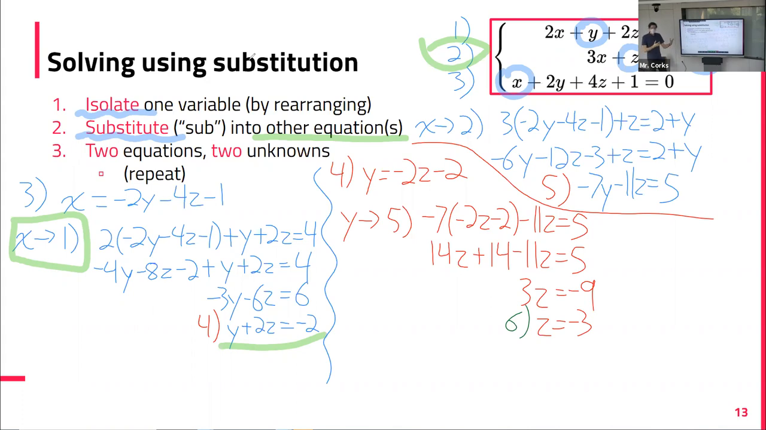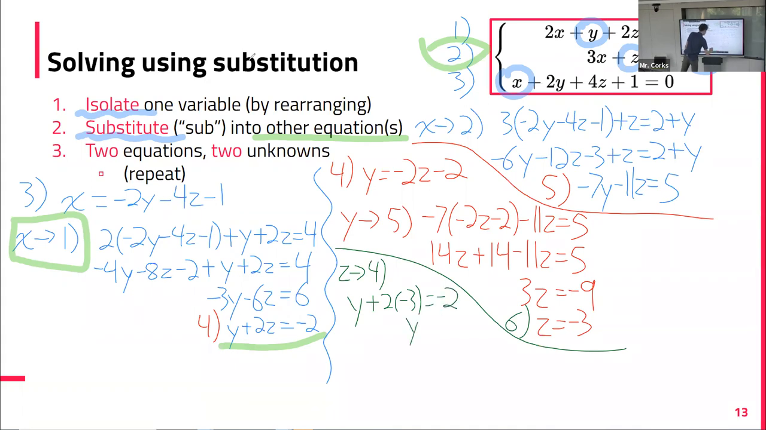All right, so from this point, hopefully it's pretty clear. We will take equation 6, and what's next? Substitute again. Okay, so we substitute. We could do equation 5 or equation 4. Equation 4 looks a lot easier. So that into 4. So that gives us y plus 2 times negative 3 is equal to negative 2. So then y will be equal to 4. All right, we solved for two of the variables. We could even give this one a label as well, equation 7.